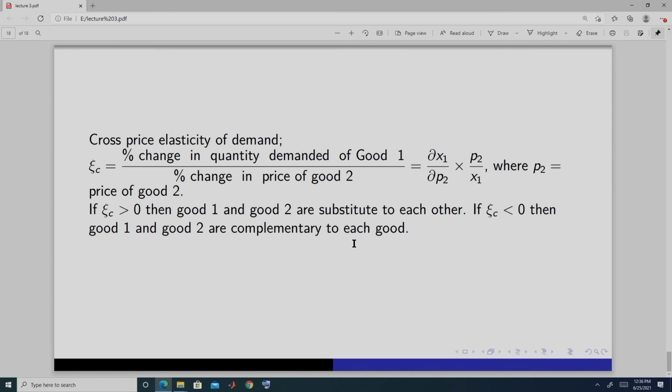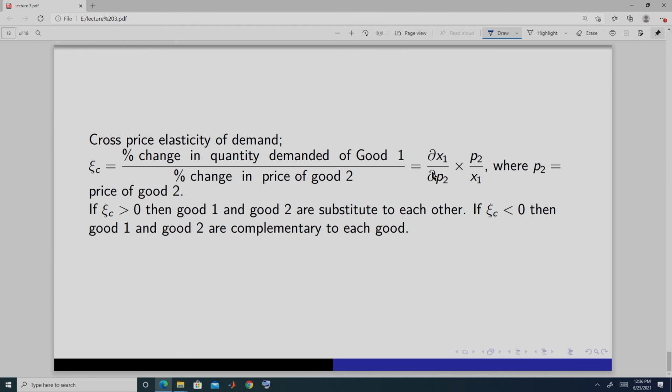But if the goods are complementary, then when the price of good 2 increases, the demand for good 2 is going to go down. So demand for good 1 is also going to go down, because they are complementary in nature. So it is negative, and we calculate this based on the demand.